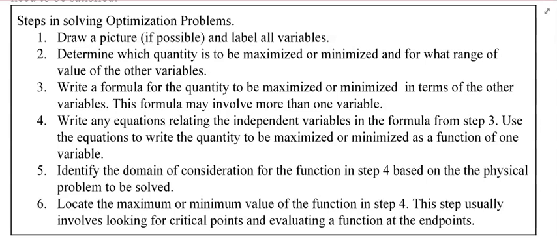4, write any equations relating to the independent variables in the formula for step 3. Use equations to write the quantity to be maximized or minimized as a function of one variable. 5, identify the domain of consideration for the function in step 4 based on the physical problem to be solved. 6, locate the maximum or minimum value of the function in step 4. This step usually involves looking for critical points or evaluating a function at the endpoints.